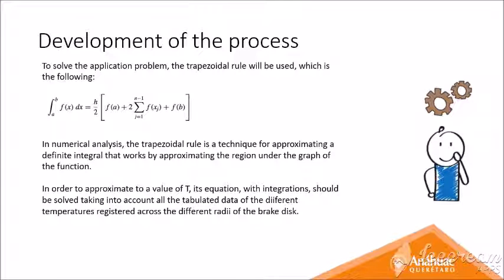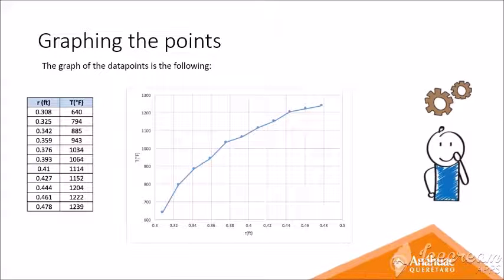Development of the process. To solve the application problem, the trapezoidal rule will be used. In numerical analysis, the trapezoidal rule is a technique for approximating a definite integral that works by approximating the region under the graph of the function. In order to approximate the value of T, its equation with integration should be solved taking into account all the tabulated data of the different temperatures registered across the different radii of the brake disc. The graph of the data points is the following.